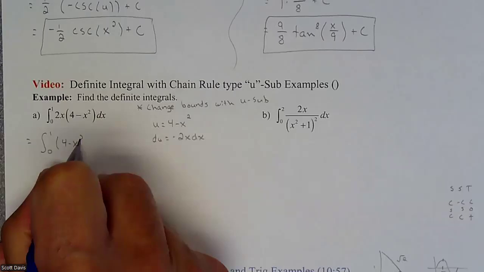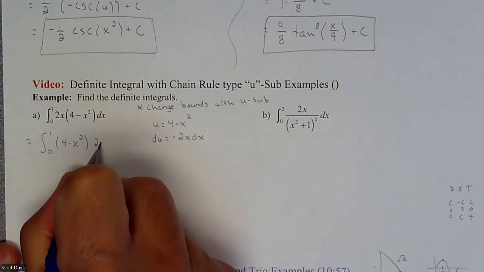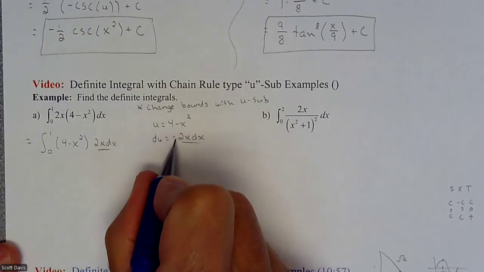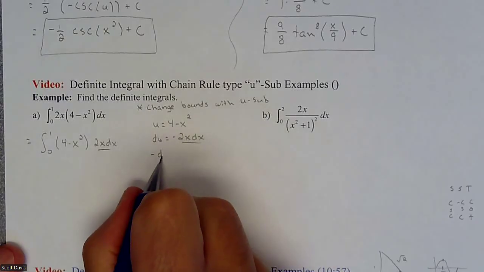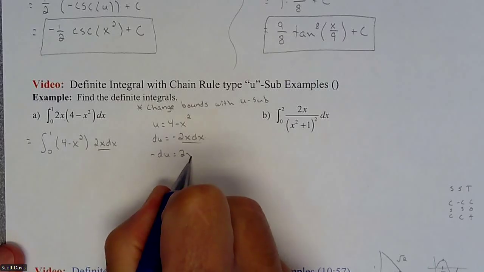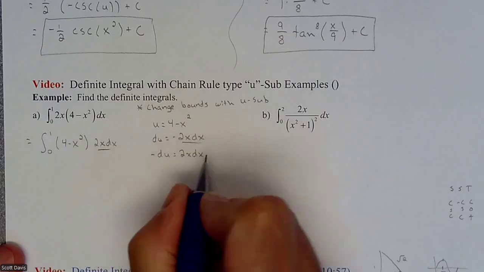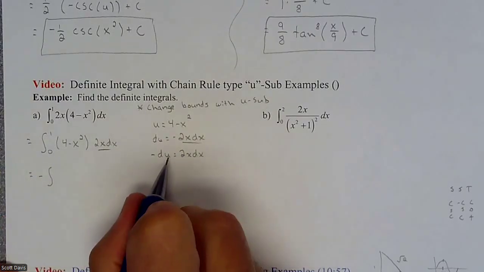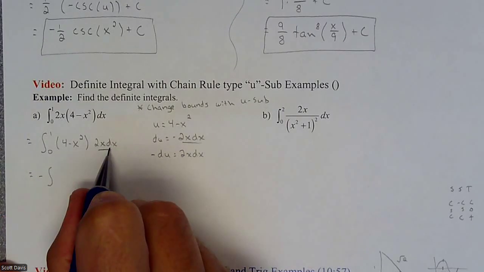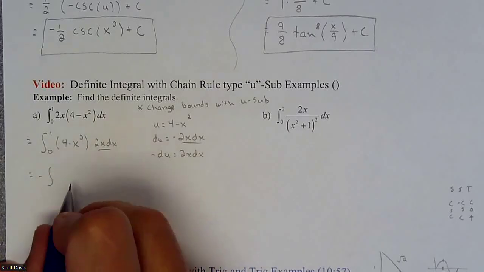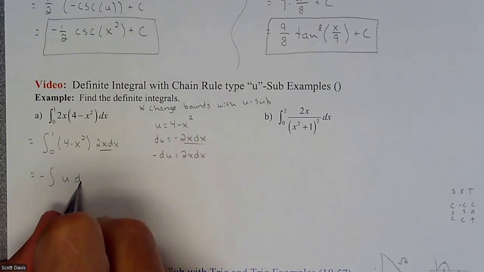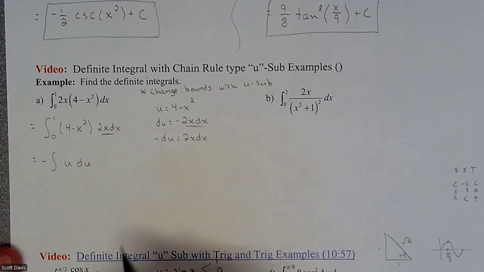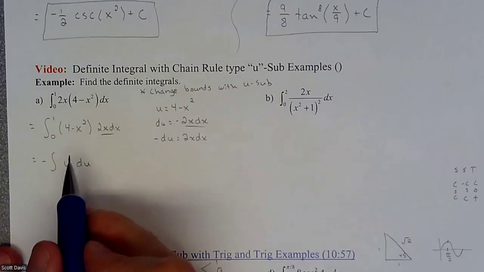When I rewrite this, 4 minus x squared, I have a 2x dx perfectly lined up, so I don't need to get rid of everything, but I do need to bring the negative sign over. 2x dx. Okay. So when I'm starting to rewrite this, I have a negative sign. My 2x dx is going to be du, and then this is just going to be u. So u du.